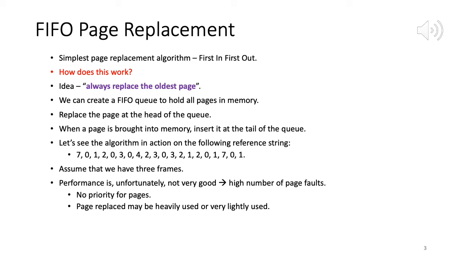So we need to assume a number of frames. Let's assume we have 3 frames. The number of frames that you can have depends on how much spare physical memory is available, and each process can be allotted a certain number of free frames. Frame allocation is itself a different problem, which we may discuss if we have time. For now we assume we have 3 physical frames available, and we're accessing all of these pages.